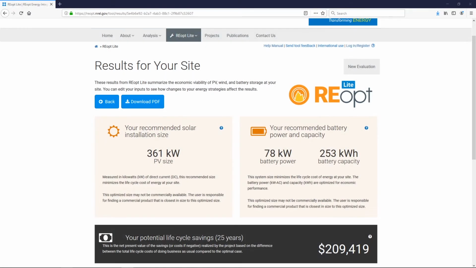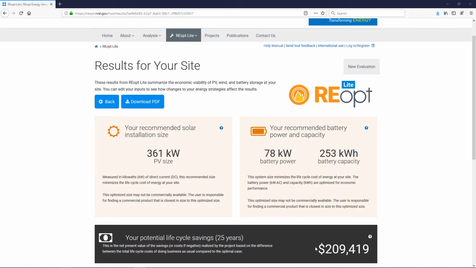Let's take a look at a financial analysis. The first thing you'll see is the recommended size of each technology. In this case, a 361 kilowatt PV system and a 78 kilowatt, 253 kilowatt hour battery is recommended. If you installed these technologies, they would save $209,000 over their 25-year life cycle.